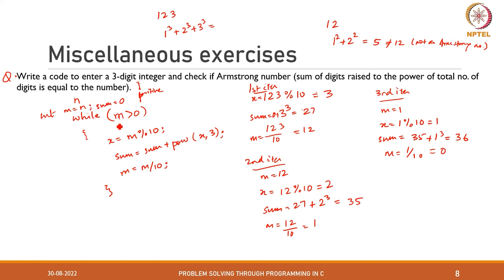So the conditional here should be m greater than 0. Only then it will run till m is greater than 0. Once m hits 0, that is, we have extracted all the digits, the loop will exit. After we have done this, the sum we found out to be 36. Now we will write a condition that if sum equal to n, that is the number that was the user input, then it is an Armstrong number, else it is not an Armstrong number.